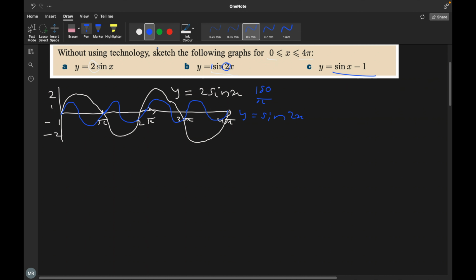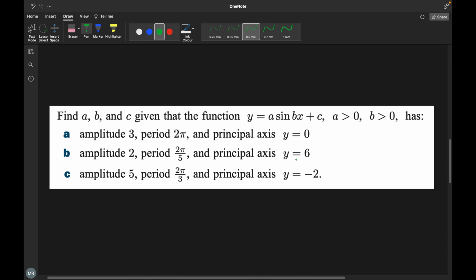Now we'll do sin x - 1. So first let's draw sin x. Let's draw in green. This is the graph of sin x. And sin x - 1 would translate downwards. So this is how it would look like. So this is the graph of y = sin x - 1. So we're done with this question. Let's move on to the next one.